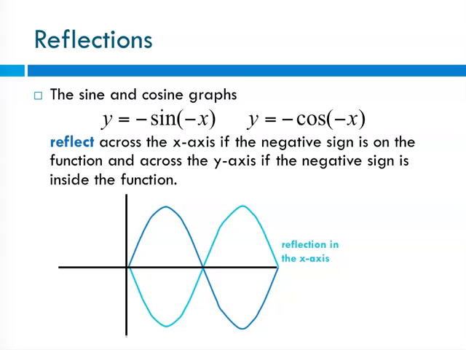Now you'll notice that for the cosine function, because it is an even function and has symmetry with respect to the y-axis, if you were to take the cosine function and reflect it across the y-axis, it would actually look exactly the same. It would just be reflected back onto itself. So there are some cases in which reflecting it might not change anything. It really just depends on the graph, depends on which axis you are reflecting it in.